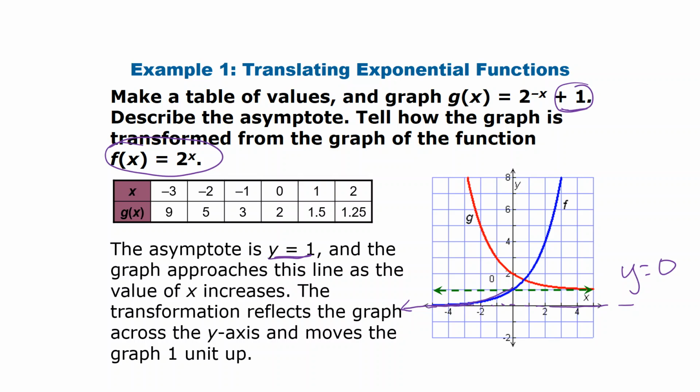It's going to be the vertical change. All right, and here the vertical change is plus 1. So our asymptote is going to be y equals 1. And the graph approaches this line as the value of x decreases... as the value of x increases. The transformation, okay, so we also have a reflection, and it's going to reflect the graph across the y-axis and move the graph 1 unit up. Okay, let's take a look at another example.